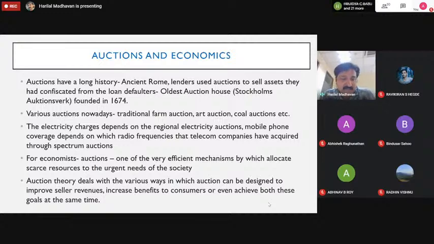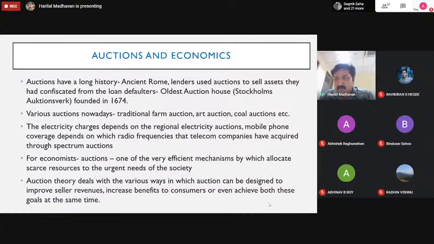And the electricity charges, if you think about the range of products which come under the auctioning system now, you can think about the electricity charges that we pay, which depend on the regional electricity auctions, because Indian energy auctions is actually one of the largest auctions nowadays. So that's one thing. And obviously, the spectrum radio frequencies that mobile phone coverage uses, right? That is sold to the telecom companies.